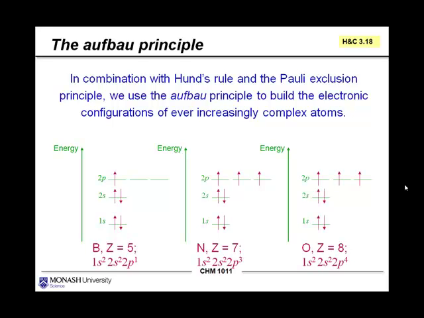Once we're in a situation where we have an 8th valence electron, such as in oxygen, put in the first 7, the 8th will traditionally go into the 2p orbital on the left.